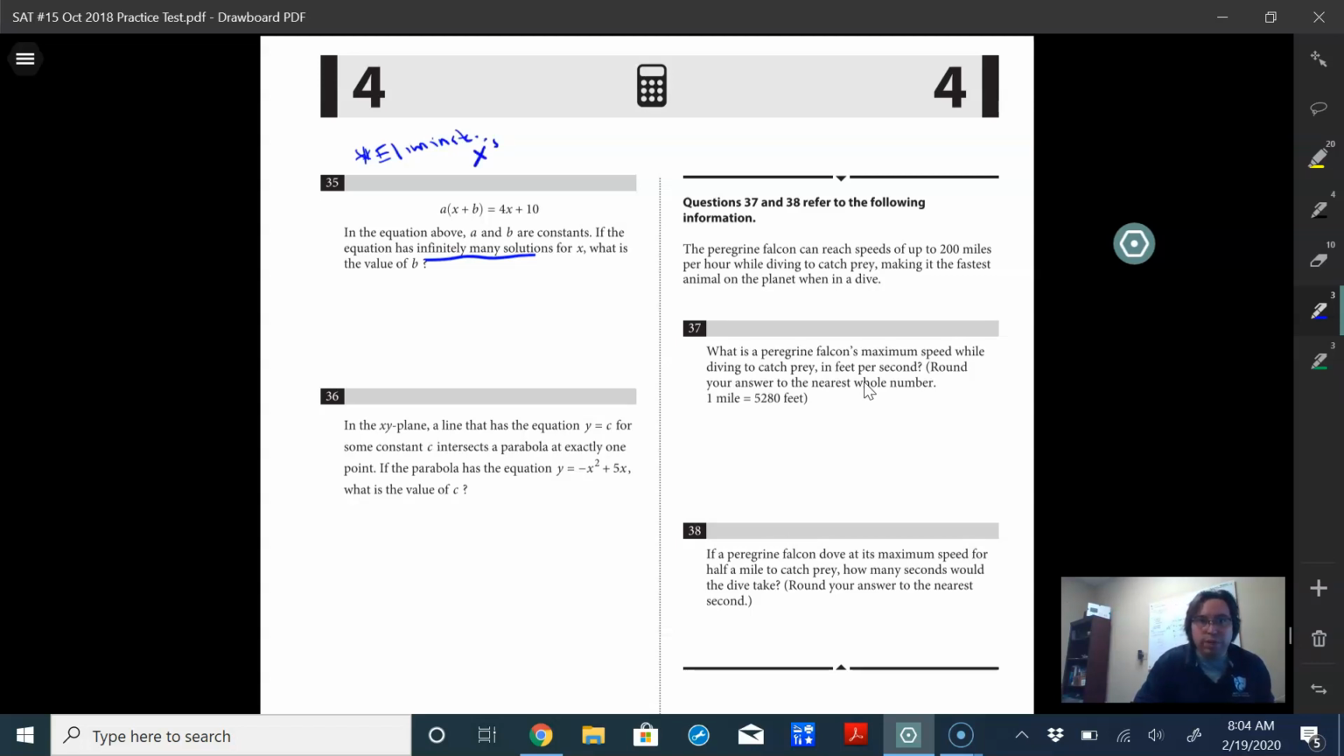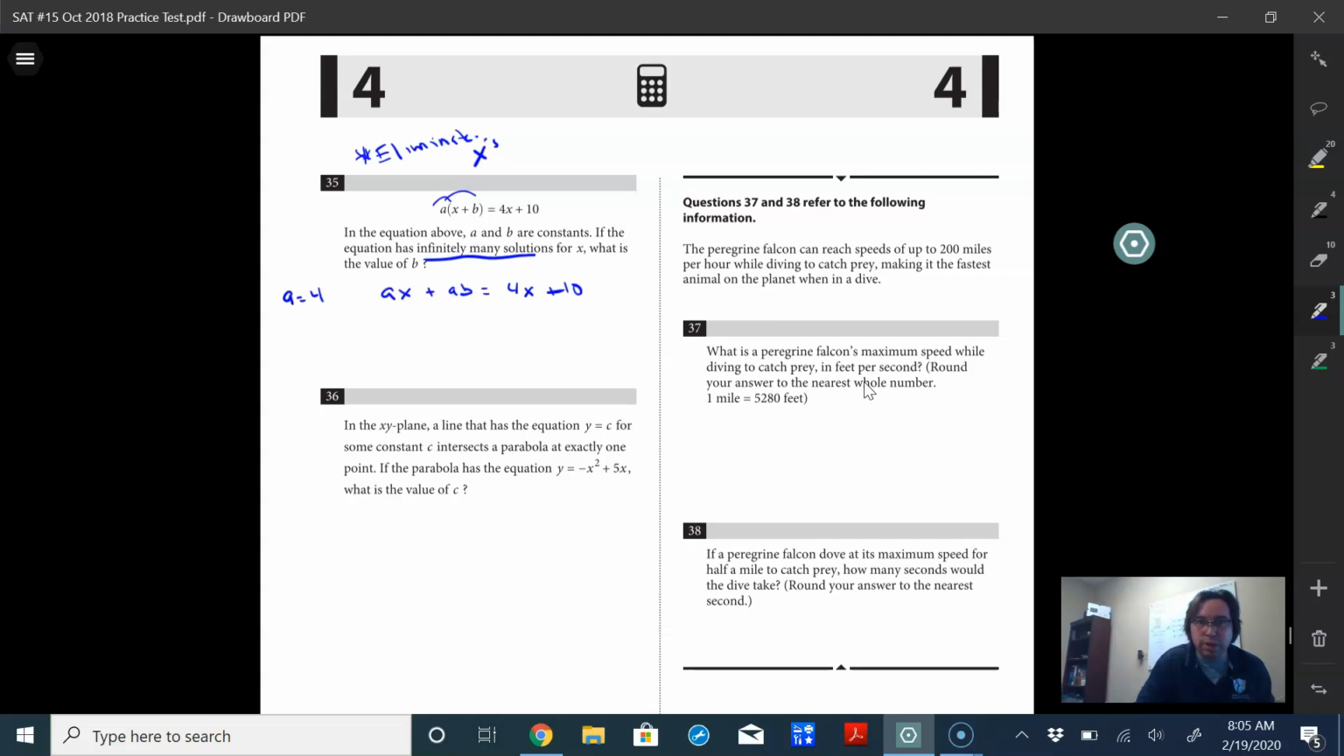So what we could try to do is see what sort of pattern we have here. If we distribute this into this, we see that we end up mimicking the other side. So we end up having ax plus ab equals 4x plus 10. In doing so, we know that to eliminate these x's, a has to be 4, because of infinitely many solutions.